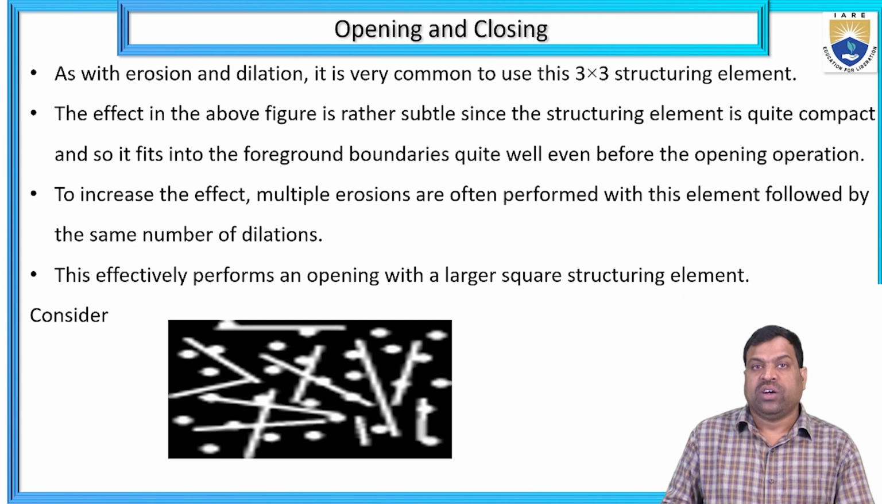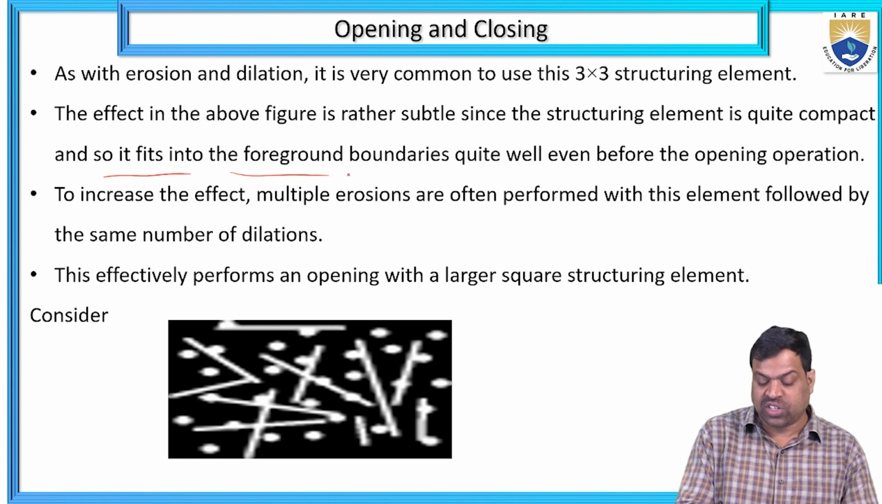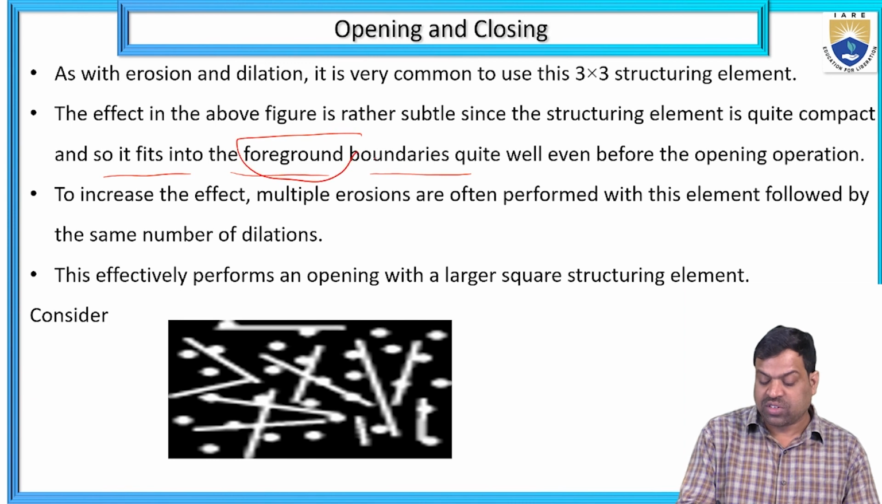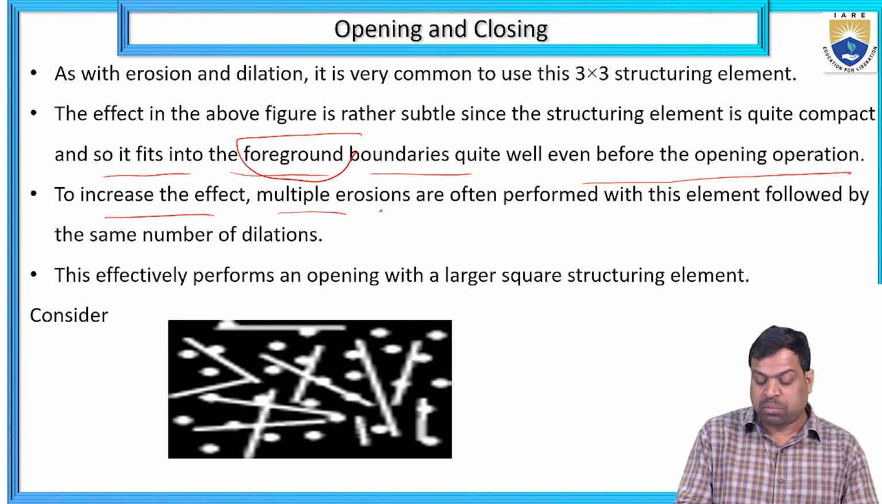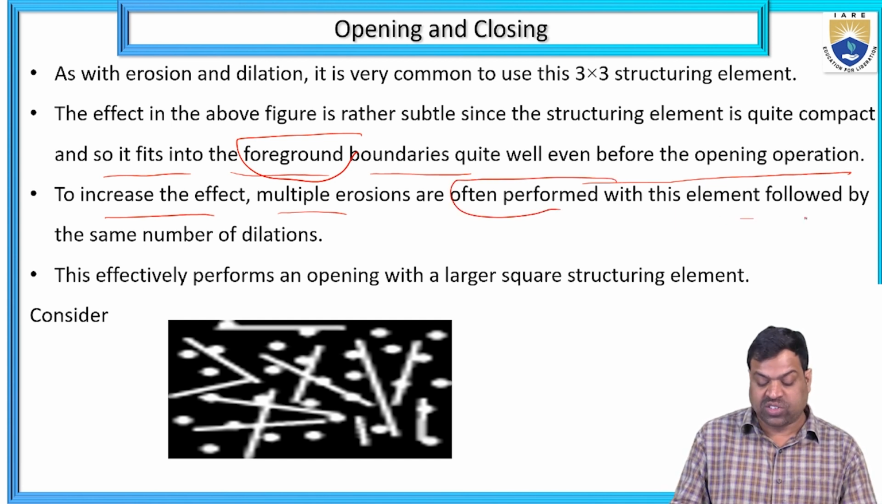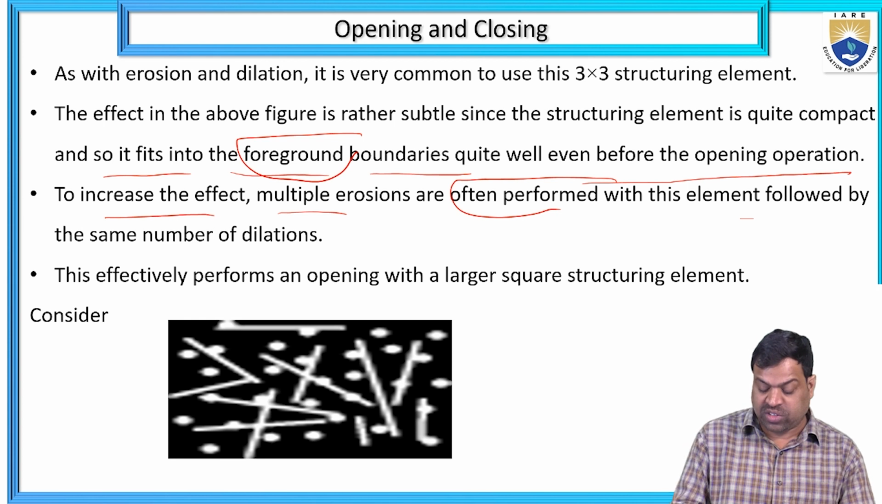So as with erosion and dilation, it is very common to use a 3 by 3 structuring element. Since the structuring element is quite compact, it fits into the foreground boundaries quite well even for the opening operation. To increase the effect, multiple erosions are often performed with the element, followed by the same number of dilations. This effectively performs an opening with a larger square structuring element.